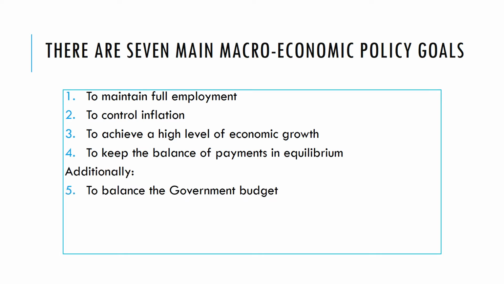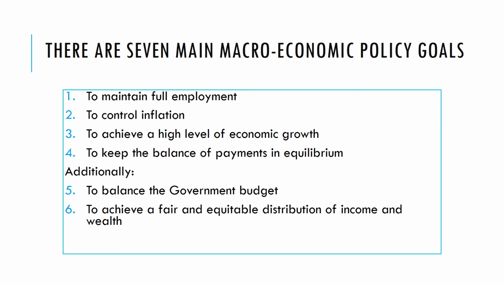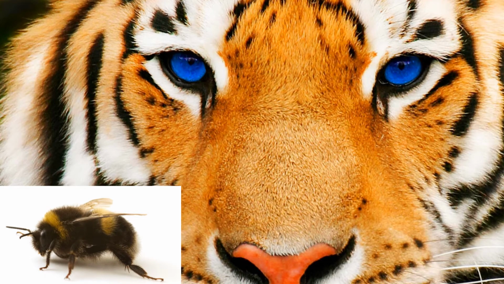The other 3 might be to balance the government budget, to achieve a fair and equitable distribution of income and wealth in the economy, and lastly, to protect, conserve the environment or the resources in the economy. Now we need to remember the 7 and also in relation to the UK. And the way in which I would suggest we do that is to say to yourself, Tigers B.